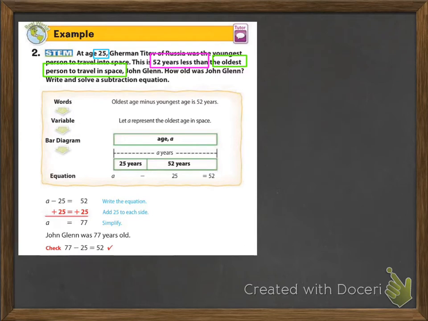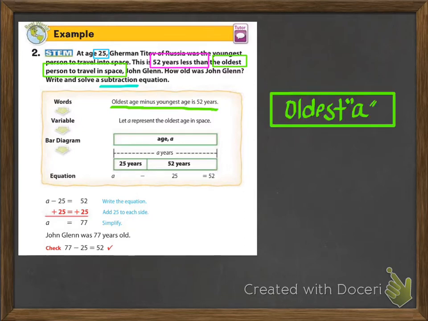So it says to write and solve a subtraction equation. That's really important too, that they told you that it's got to be a subtraction equation. So in words, you can see oldest age minus the youngest age is 52 years. As you can see, I've drawn one bar here and I put oldest and then the letter A, okay? What that's supposed to represent is the oldest age in space, which was John Glenn. So now what you're thinking is it's the oldest age minus the youngest equals 52.